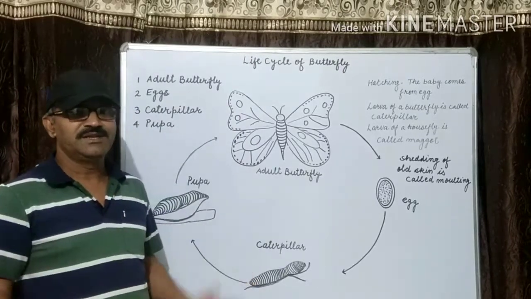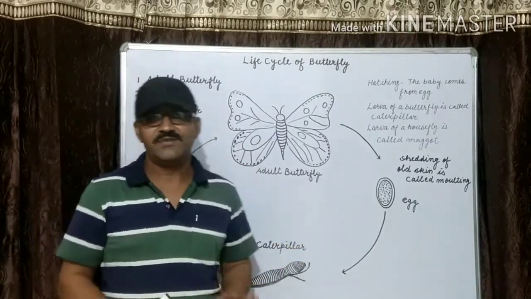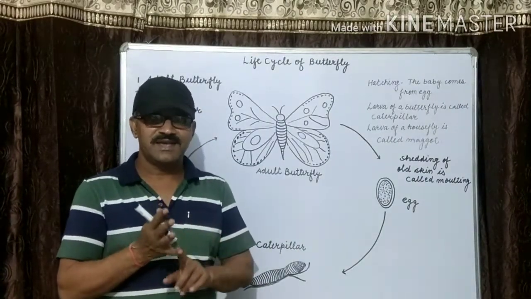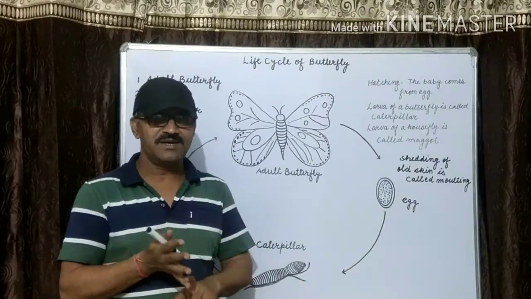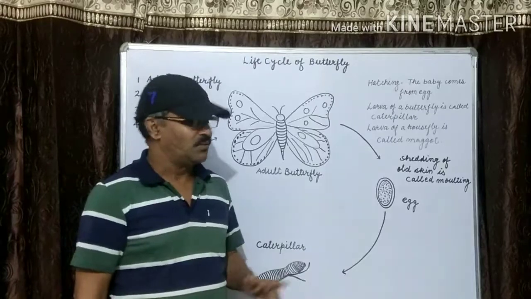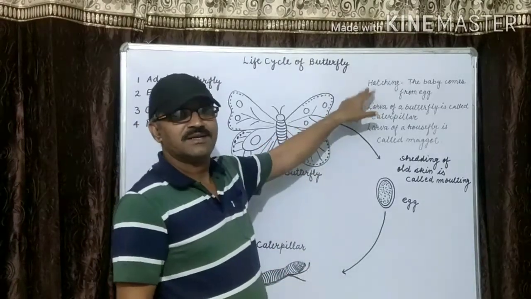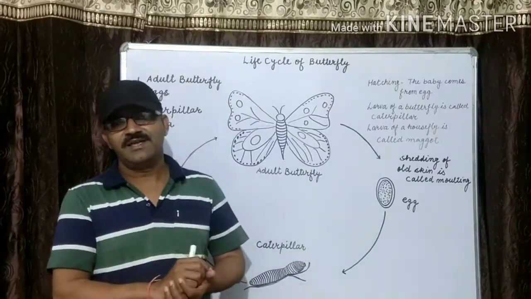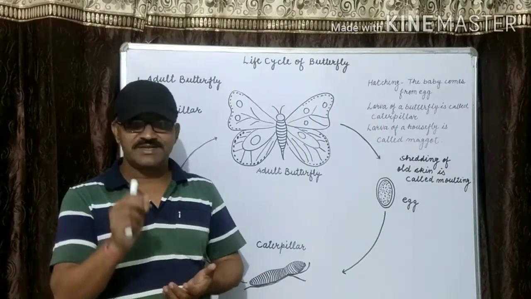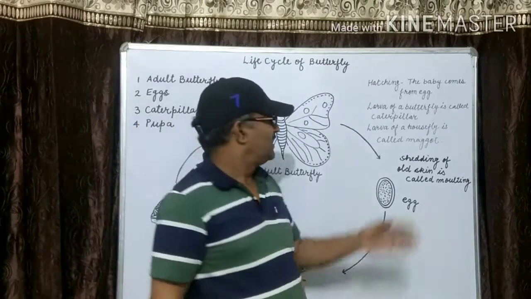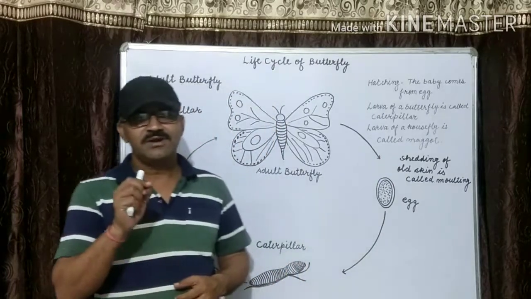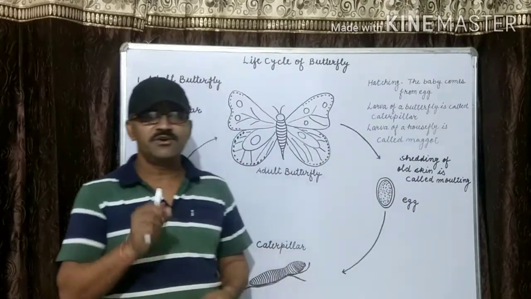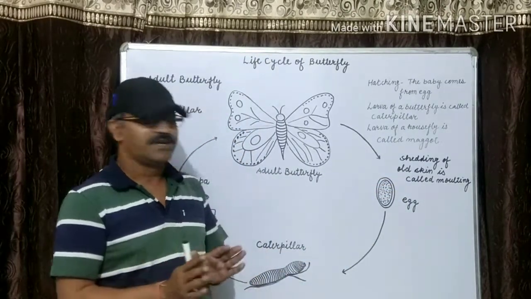So I ask the question, how many stages in the life cycle of a butterfly? There are four stages. These are adult butterfly, second is egg, third is caterpillar, fourth is pupa. What do you mean by hatching? It's called hatching. Second, what do you call the larva of a butterfly? That is known as the caterpillar. And what do you call the larva of a housefly? That is called maggot. What is the shedding? Molting. Shedding of old skin is called molting. Clear?